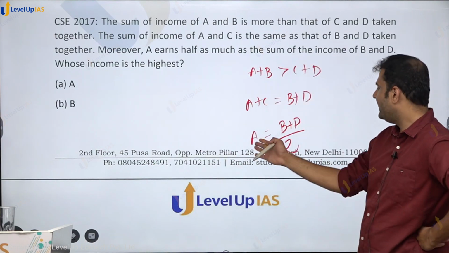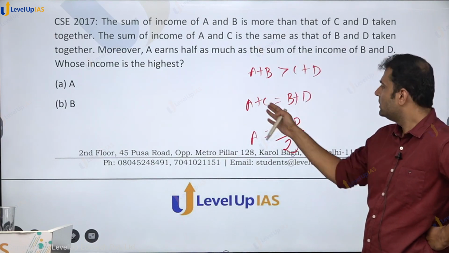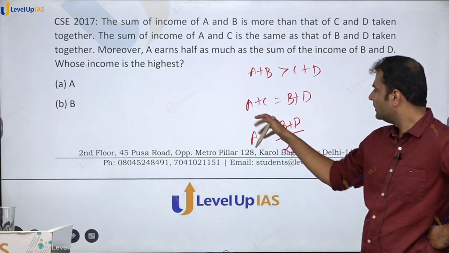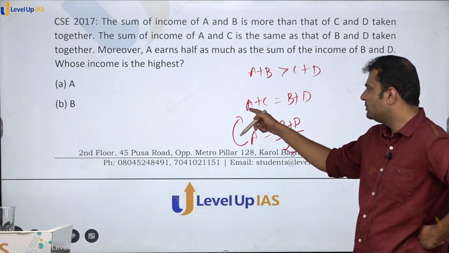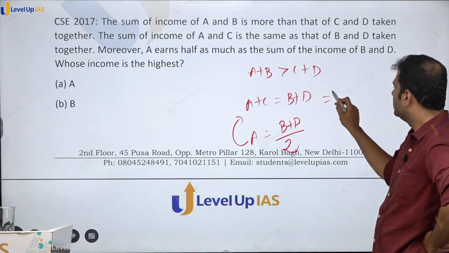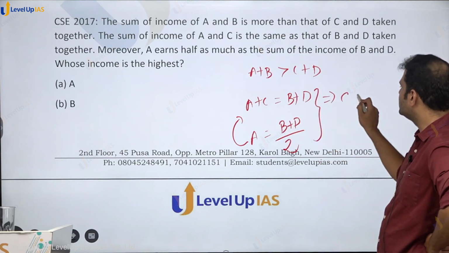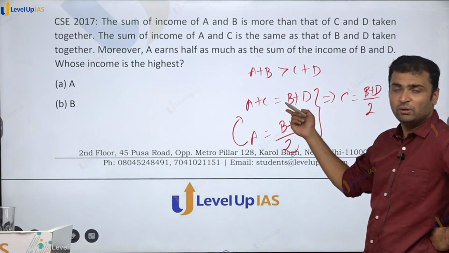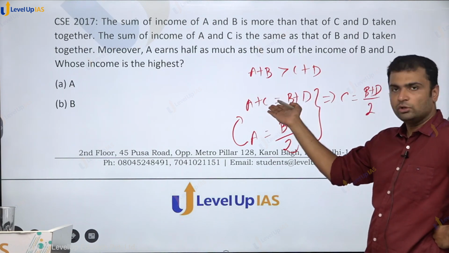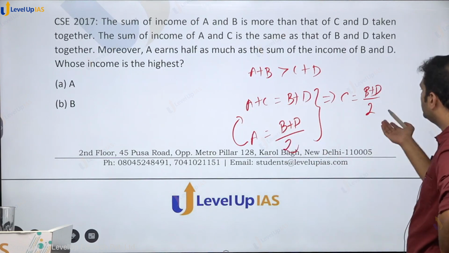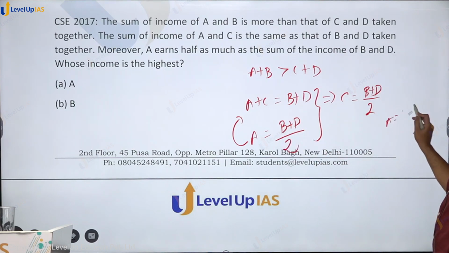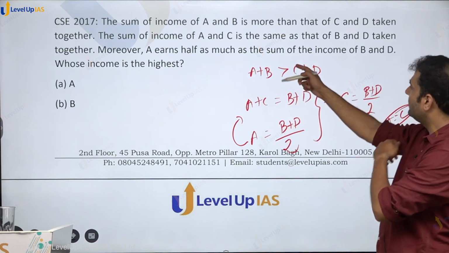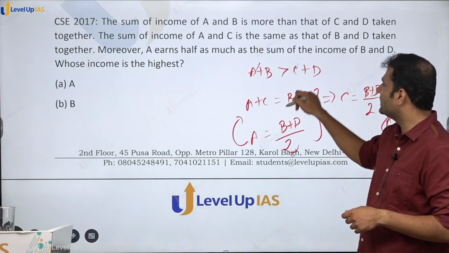ठीक है, so we have A as (B plus D) by 2. If you put this value of A here from this equation as (B plus D) by 2, तो you will get, इन दोनों से आपको क्या मिलेगा, C is equal to (B plus D) by 2, because right hand side is B plus D, ये (B plus D) by 2 है, तो इसको भी (B plus D) by 2 होना पड़ेगा. तो A और C इक्वल है, A is equal to C आ जाएगा.